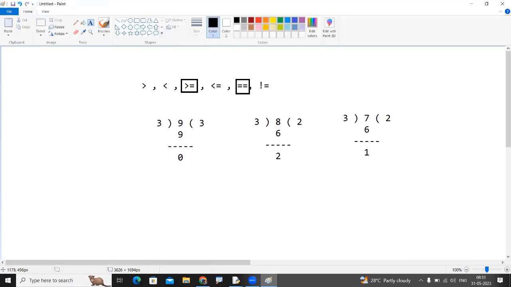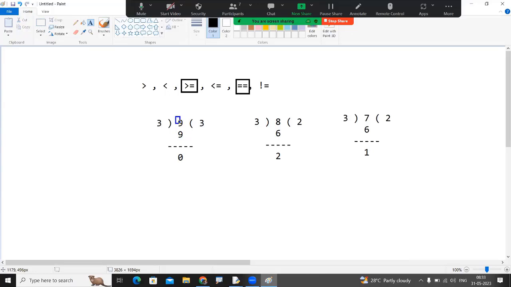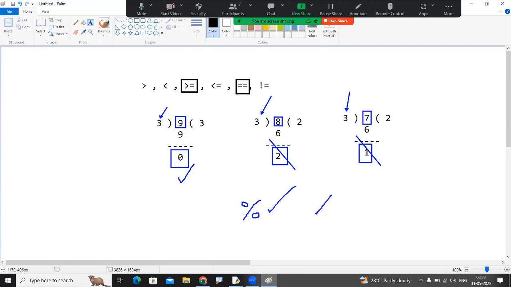When you divide any number by 3, if the remainder equals 0, it's divisible. If the remainder is not 0, it's not divisible. So here the condition is based on the remainder operator, very, very important, not the division operator.